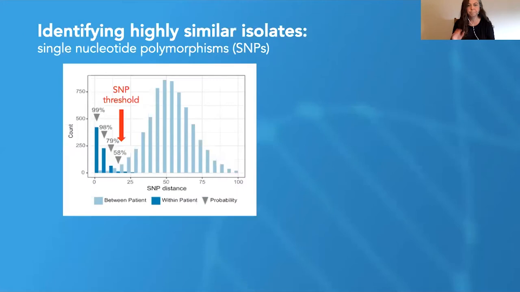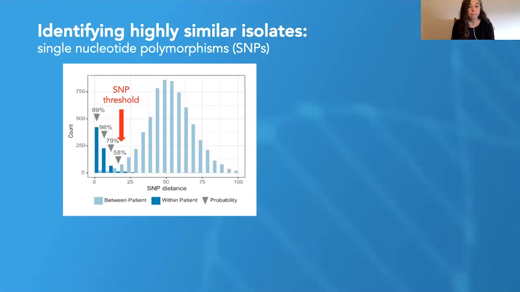So next we sought to identify the highly similar isolates and potential isolate clusters. In order to do this, we compare genome-wide single nucleotide polymorphisms, also known as SNPs. The first thing we need to do is identify a SNP threshold for identifying genetically similar isolates between patients. To do that, we first look at the genetic distances within patients. If we look at the distribution of pairwise SNP distances within patients and compare that to the distribution of SNP comparisons between patients, where we see the overlap between those distributions is where we can find a SNP threshold, which may indicate isolates that may have been acquired from the same source.